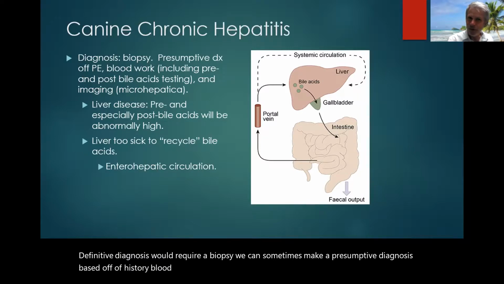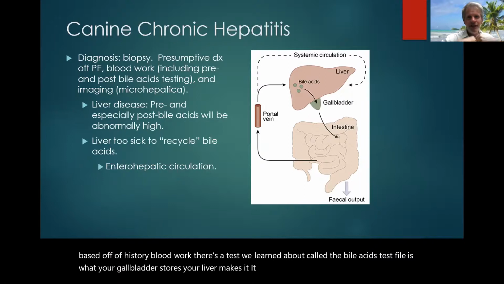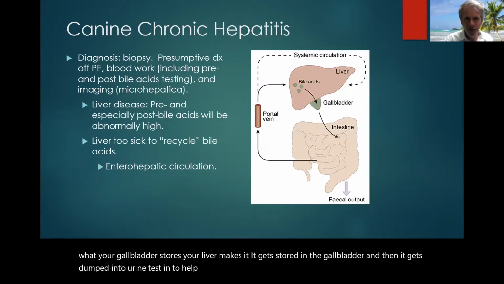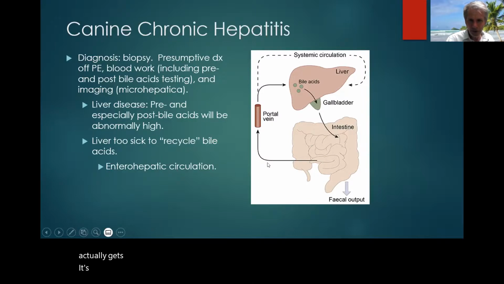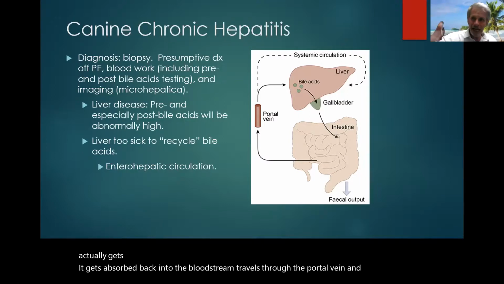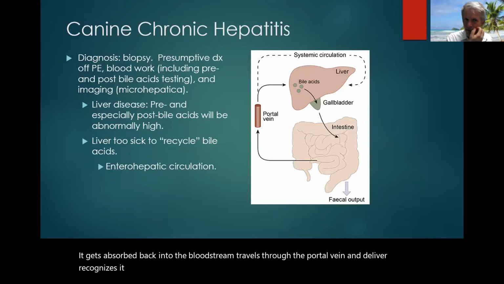There's a test we learned about called the bile acids test. Bile is what your gallbladder stores. Your liver makes it, it gets stored in the gallbladder, and then it gets dumped into your intestine to help you break up and digest fats. And it's really valuable. It actually gets absorbed back into the bloodstream, travels through the portal vein, and the liver recognizes it and recycles it. It's a really helpful substance.